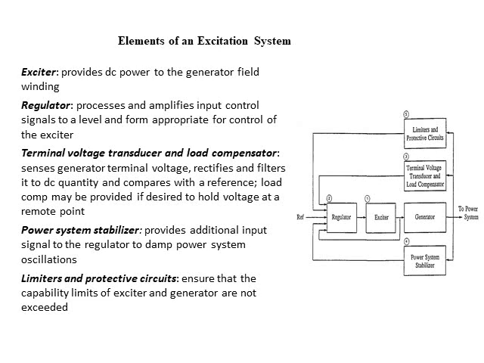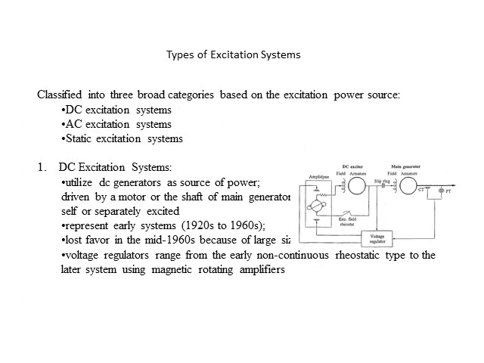Another element is the power system stabilizer. This provides an additional input signal to the regulator to damp power system oscillations. Very important. And the next is the limiters and protective circuits, which ensure that the capability limits of the exciter and generator are not exceeded. As you can check from the diagram there, we have the regulator, the exciter, the generator, and the power system stabilizer in the block diagram. So you should be conversant with this block diagram.